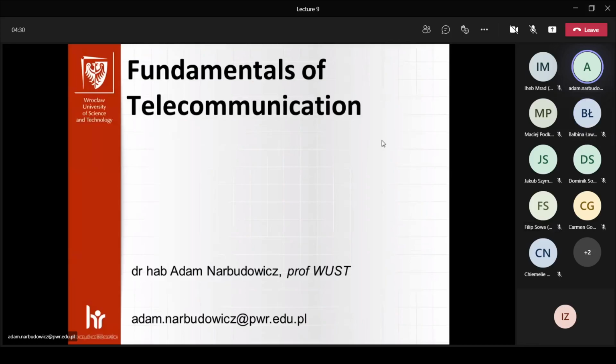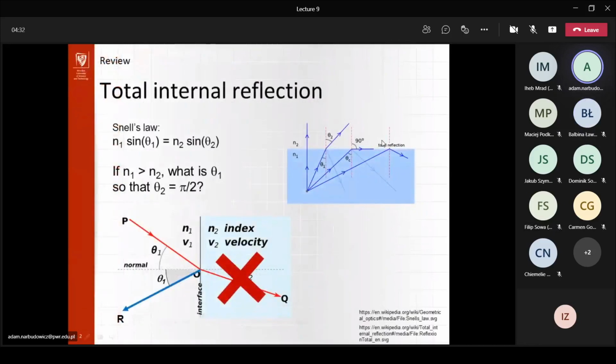Yes, yeah. Okay, brilliant. Right, so as usual, just a quick recap of what we've been talking about last week. So we started the topic of optical fibers, and basically the core principle of how the optical fiber works. It basically uses the principle of total internal reflection, right?